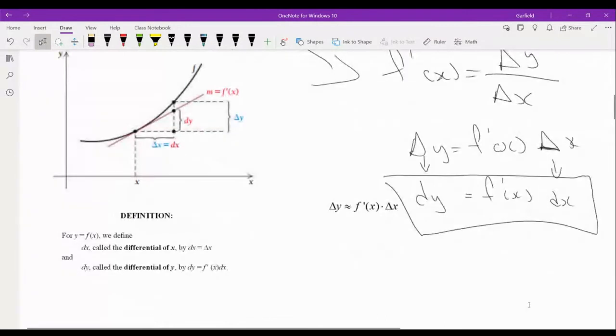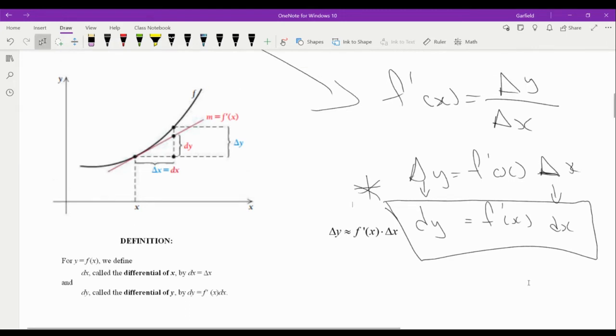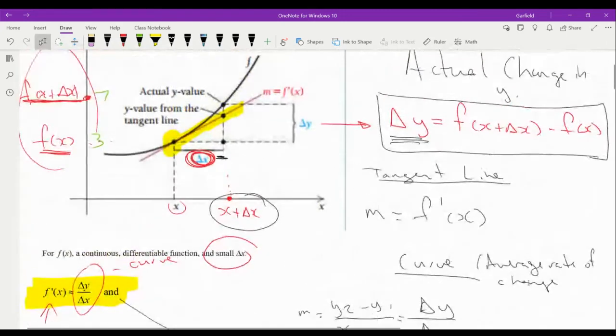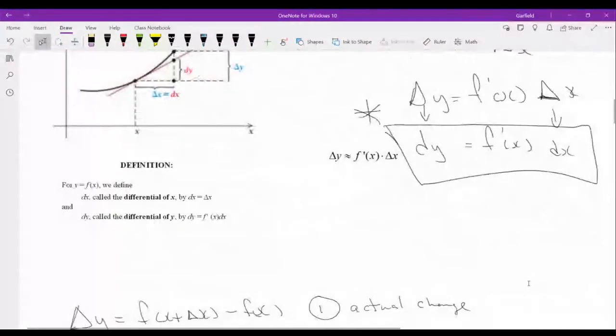So out of this is what you need to get. All I was trying to do at this stage was derive the formulas or help you to understand how they came about. If you don't understand a lot of that, just understand how to use the formulas, right? So you need this formula and the one above, which is the actual change in y. This is the approximate change in y.